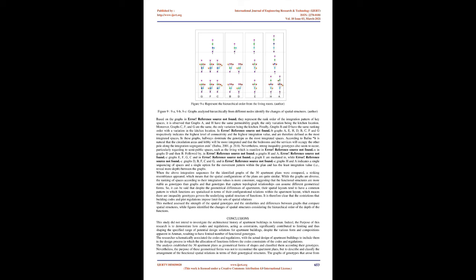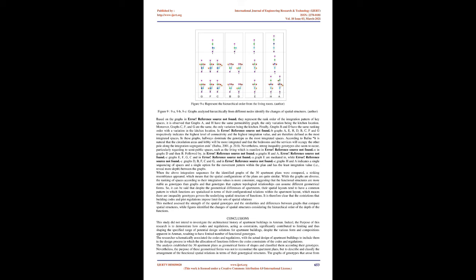While the graphs are diverse, the ranking of spaces according to their integration values is more consistent, suggesting that the functional structures are more stable as genotypes than graphs, and that genotypes that capture topological relationships can assume different geometrical forms. So, it can be said that despite the geometrical differences of apartments, their spatial layouts tend to have a common pattern in which functions are spatialized in terms of their configurational relations within the apartment layout, which means there are inequality genotypes that govern the underlying spatial structure of functions.